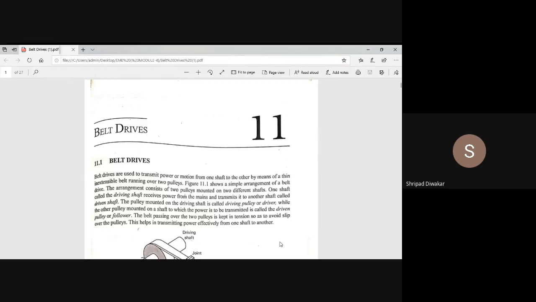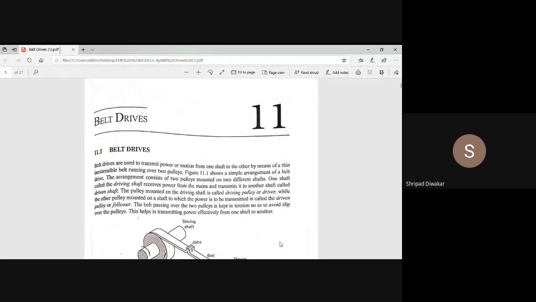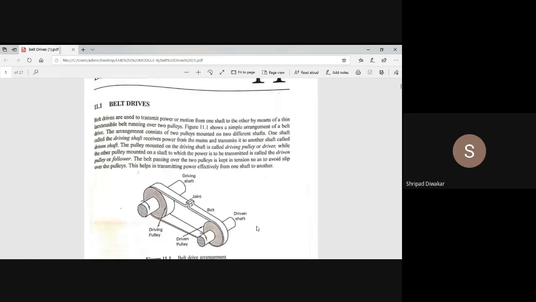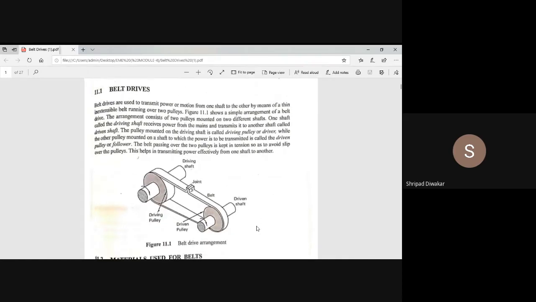First, you should know what you mean by belt drives. I think you might have seen them in flour mills. So how does the power transmission take place? By means of belt drives. In the case of bicycles, we have chains. A chain is also a power transmission device like that. A belt drive is a power transmitting device. It transmits the power from one shaft to another shaft.